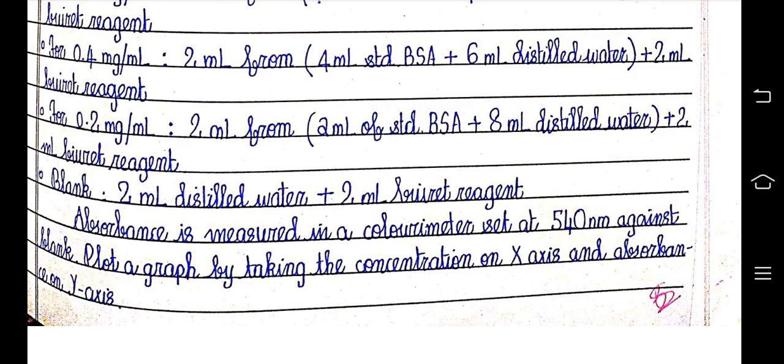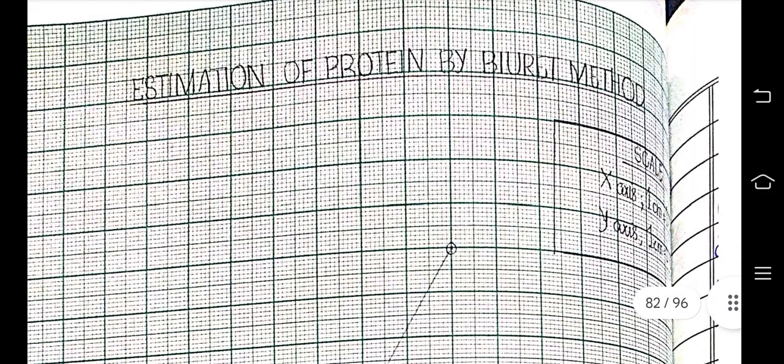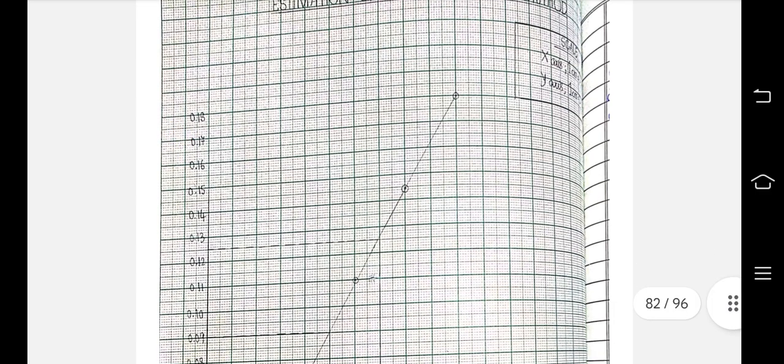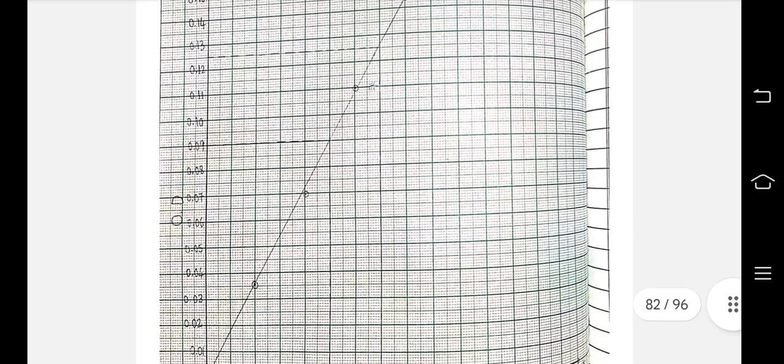Plot a graph by taking the concentration on x-axis and absorbance on y-axis. Here we could see a graph: estimation of protein by Biuret method. Scale on the x-axis is given, the y-axis is also given. We will get a straight line like this.